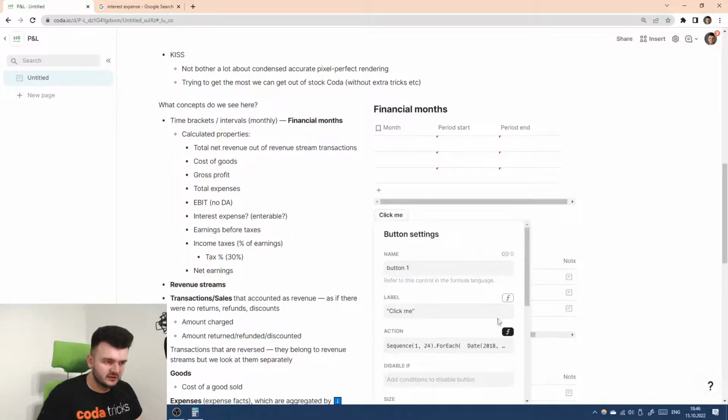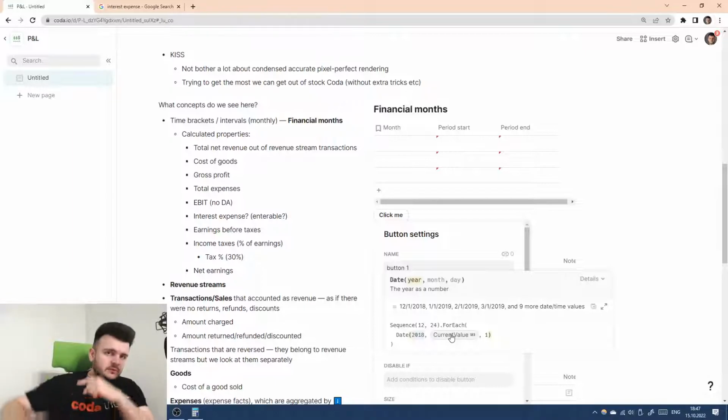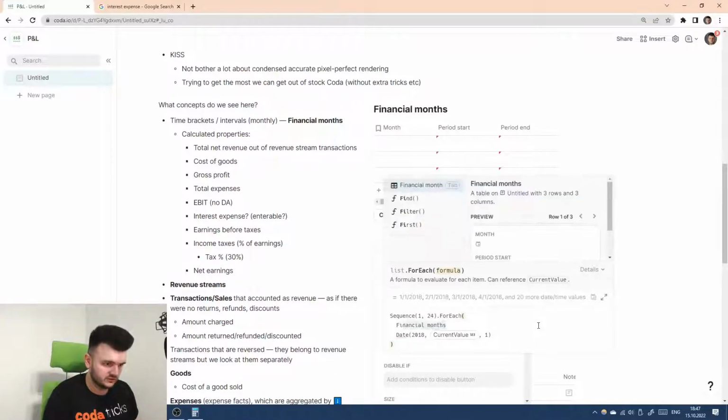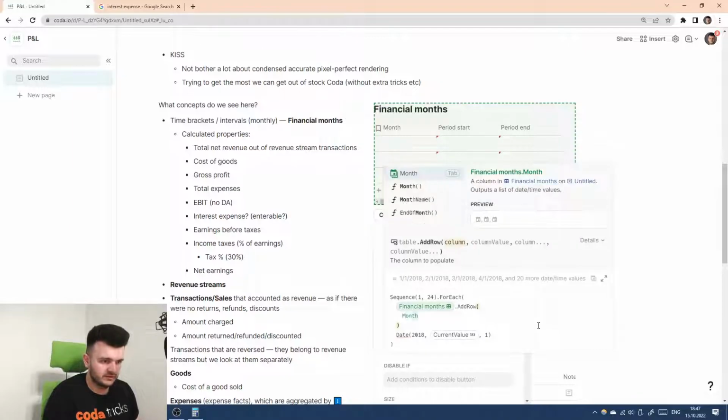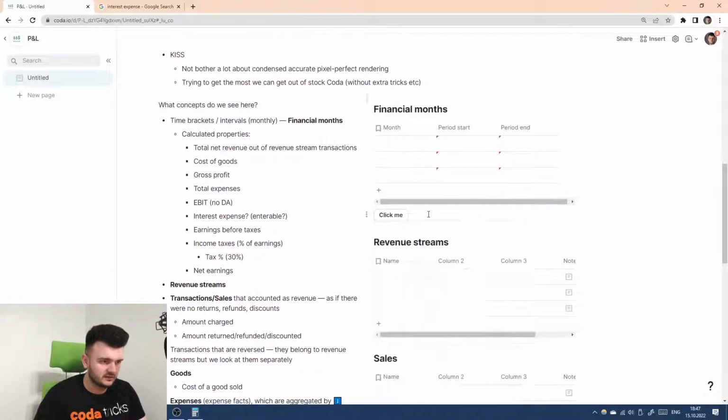Whenever it starts rolling over 12, it's just gonna start the next year. So if you say create a date with year 2018 but month 13, this will automatically roll over into 2019. This is one way to avoid calculating the year separately. You just keep adding to a month number and it will automatically roll over the year. So let's, from sequence, for each, financial months, add row, where month is the one created with this formula. Click me.